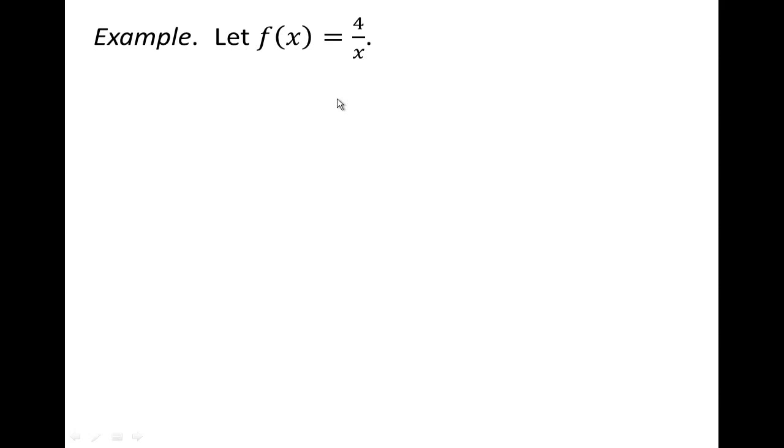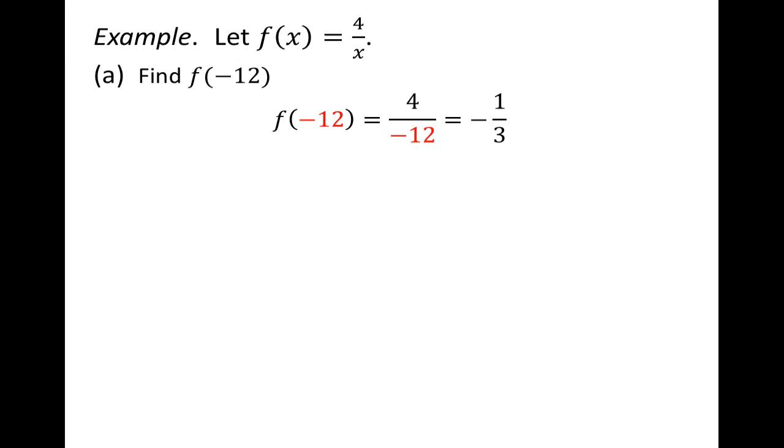We're going to do a couple of examples here. What is f of negative 12? Well, remember, all we need to do is wherever I see an x here, I'm going to replace it by my input here, negative 12. We think of that negative 12 as the input and the answer as the output. So f of negative 12 becomes 4 divided by negative 12, because it's 4 over x, I replace x by negative 12. And 4 divided by 12 reduces to 1/3. I'm just going to pull the negative sign out front. So f of negative 12 is negative 1/3.